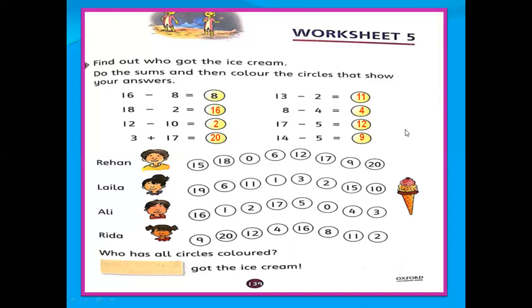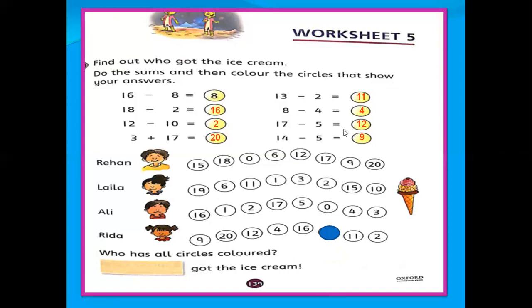Okay, guys. Now we have found all the answers. Now, the second step, color the circle that shows your answer. Start from 8. Where is 8? In the first line, no 8. In the second line, no 8. In the third line, no 8. In the fourth line, here is 8. So circle this one. Now, color this one. You can use any color.